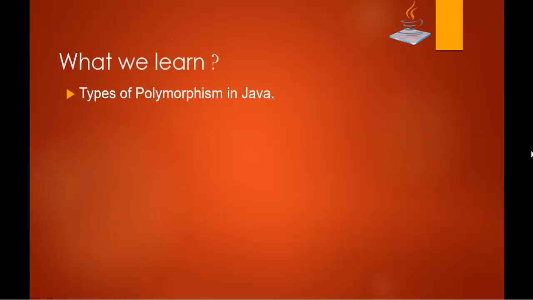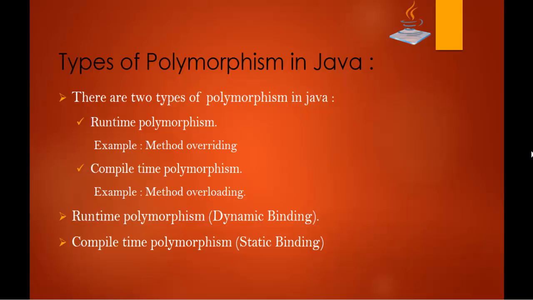So in this session, we are going to learn about the types of polymorphism in Java. In the last session, we learned what polymorphism is and how we can achieve it in two ways: method overloading and method overriding. Apart from that, in this session we are going to learn the two types of polymorphism: runtime polymorphism and compile time polymorphism. For runtime polymorphism, we can give the example of method overriding, and for compile time polymorphism, we can give the example of method overloading.